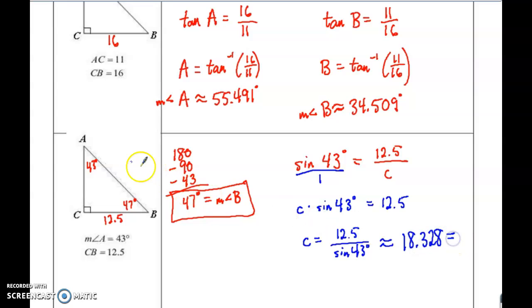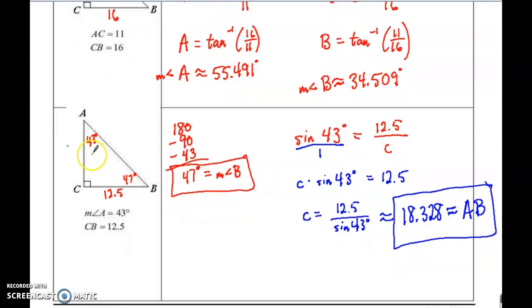And by the way, now would be a good time for you to mention that is side length AB. I just don't want to write AB, AB, AB several times, so I wait till the end. And this answer makes sense, okay? If you think about a right triangle and the angles, the largest angle needs to be across from the largest side. So far, that is the largest side.